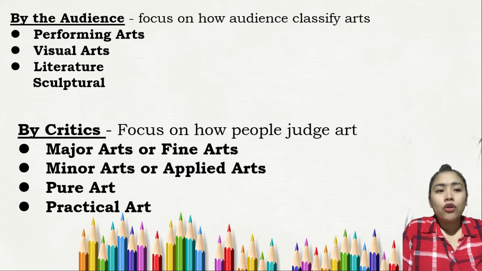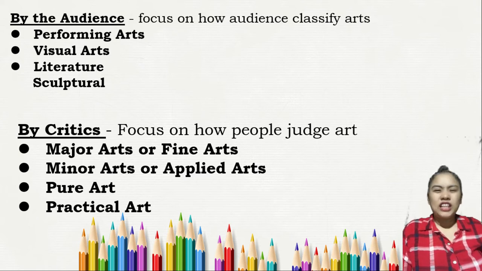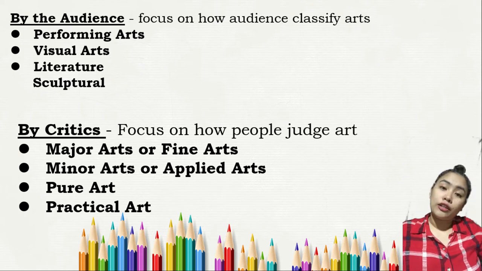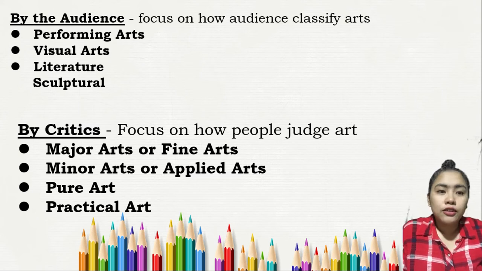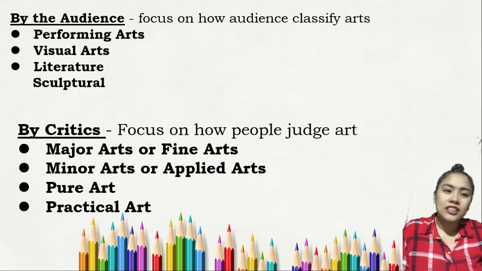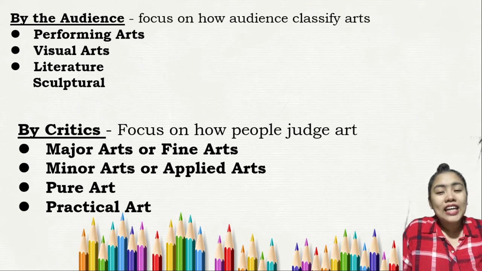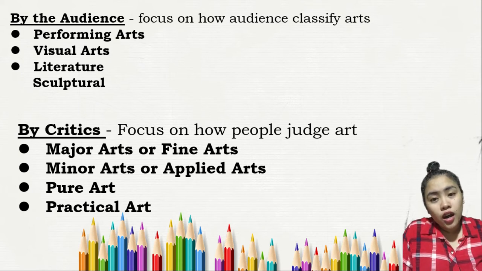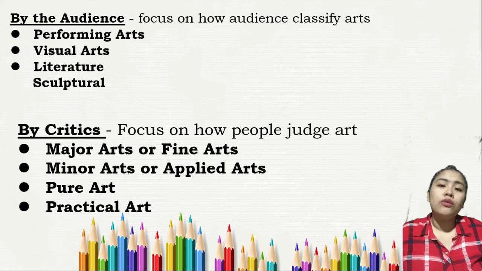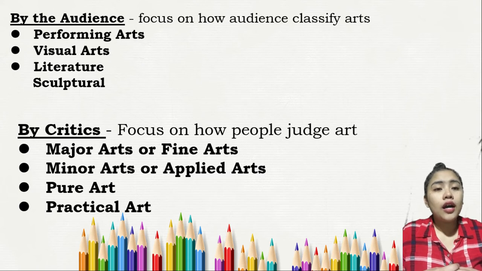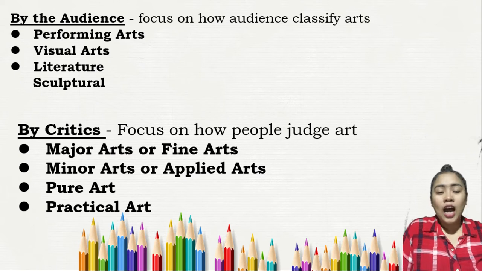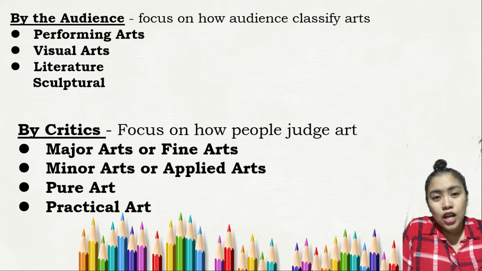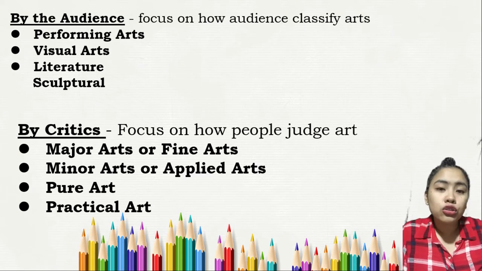Then, by critics, which focuses on how people judge art. When they look at an art form, they criticize what they see. One of these is the major arts or fine arts, which include music, literature, sculpture, painting, dance, theater, photography, and architecture. Once they see the artwork, they criticize the message of the artwork, especially in art contests. Next is minor arts or applied arts. These are ceramics, furniture, lettering, etc.